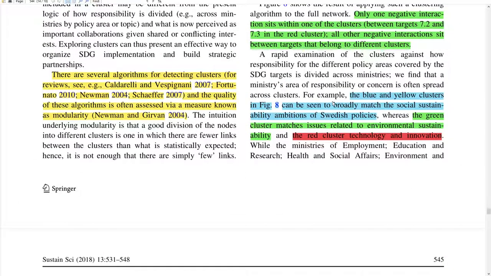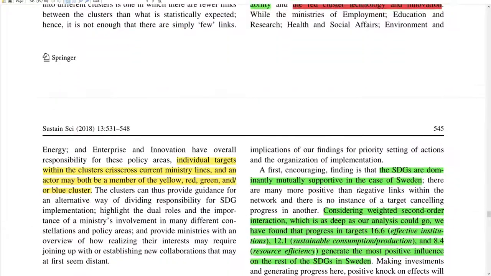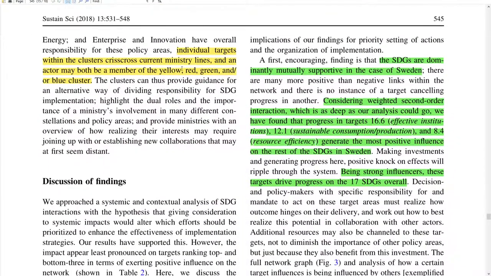And they colored them differently. There are blue and yellow clusters. They are related to the social sustainability ambitions of Swedish policies. Green clusters are related to environmental sustainability, and the red cluster is the technology and innovation cluster. Individual targets within the clusters crisscross current ministry lines, and an actor may be both a member of the yellow, red, green, and blue cluster.